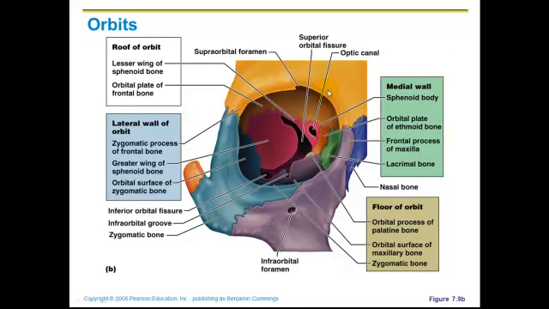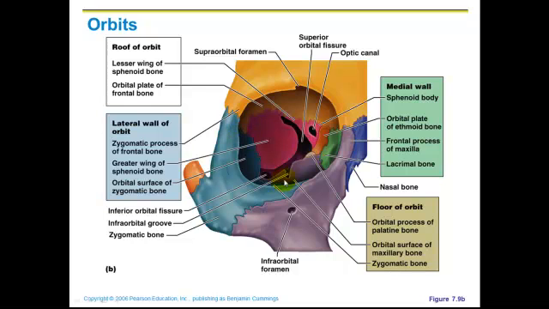If we focus in on the orbit, we would see the frontal bone. Here is the sphenoid bone. Please note the optic canal where the optic nerve would pass through, as well as the superior and inferior orbital fissures or openings. There is also an infraorbital groove, which is part of the maxilla. We see a small amount of the orbital plate of the ethmoid bone, the lacrimal bone, and the palatine bone.